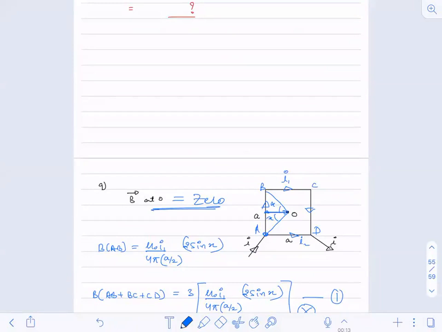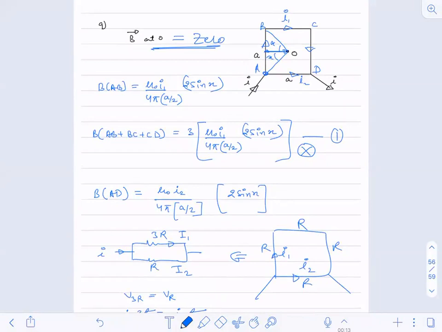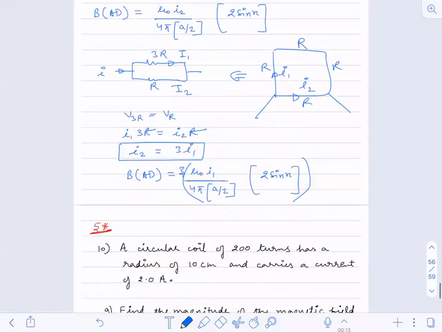Is there any doubt in this now? You can answer in the chat. Is there any doubt now? Okay, fine. So we are going to move on to the next question.